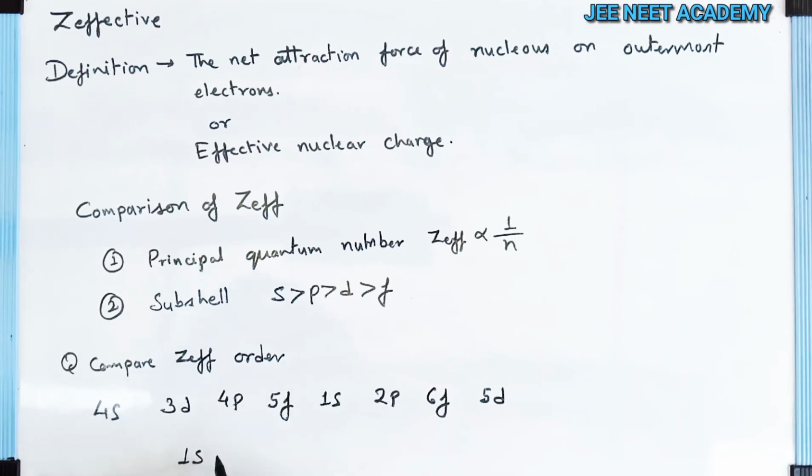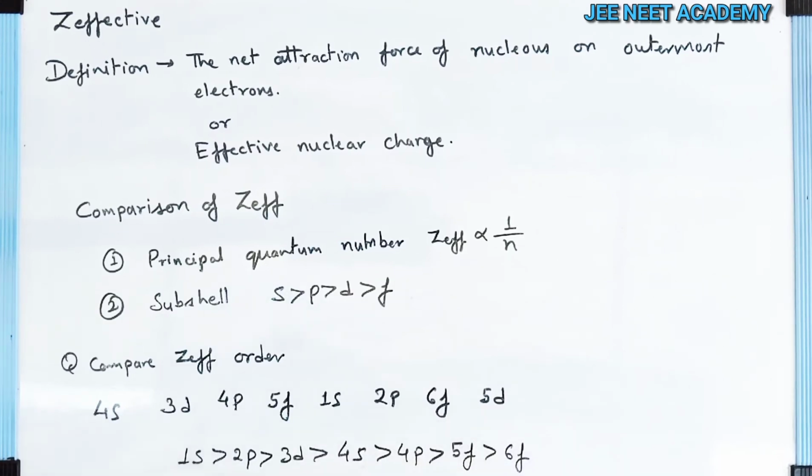So 1s is more, then for principal quantum number 2 only 2p is there, then for 3 only 3d is there, then 4s is here and 4p is there. 4s will be more because s is nearer to the nucleus, then 4p, then 5f, and then 6f. So this will be the comparing Z effective order.